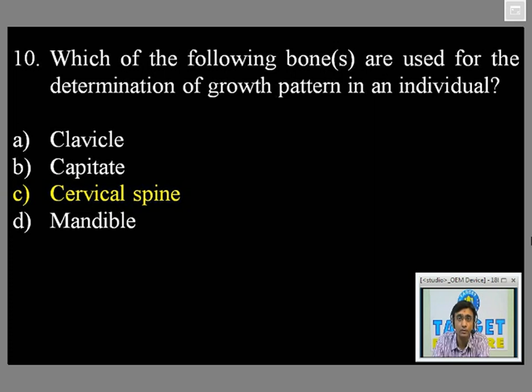But sometimes you have to try to understand what the examiner is thinking. Here the growth pattern is more of a general growth pattern. That is, whether the individual is going to grow rapidly, like there is a pubertal growth spurt, or whether the pubertal growth spurt has already happened, the skeletal maturity has already been achieved, and the growth pattern is now very slow, or it is not fast.